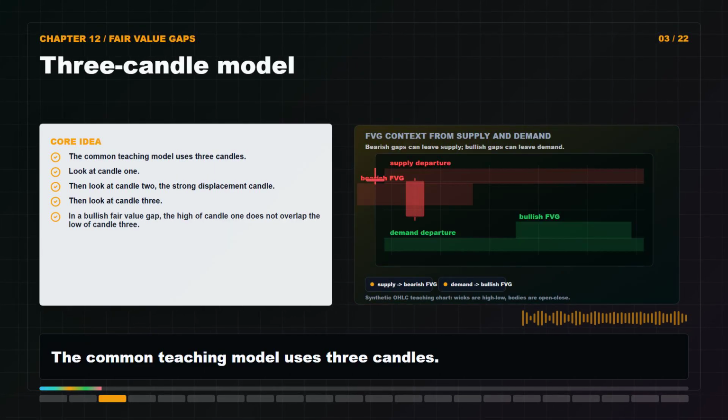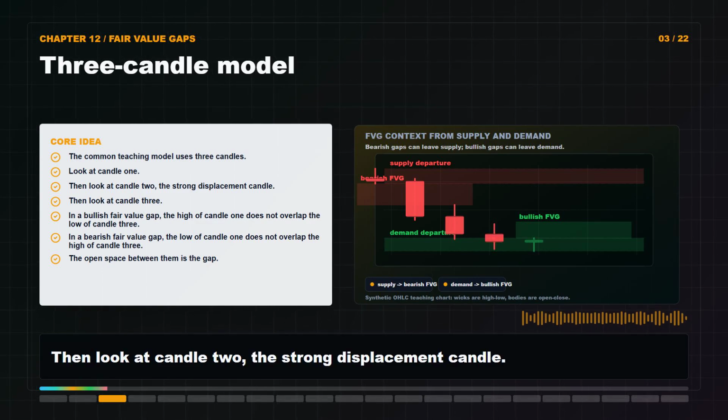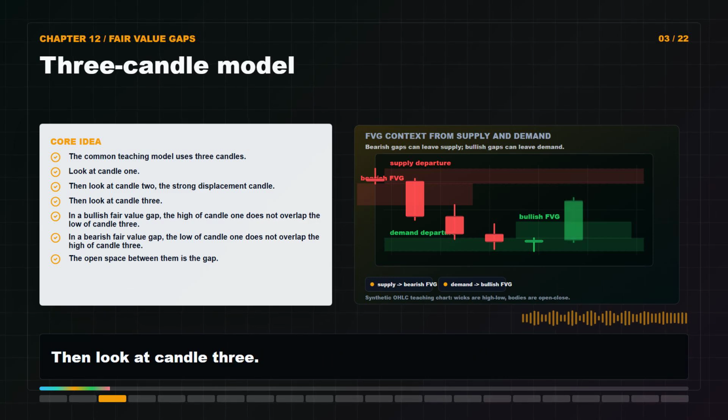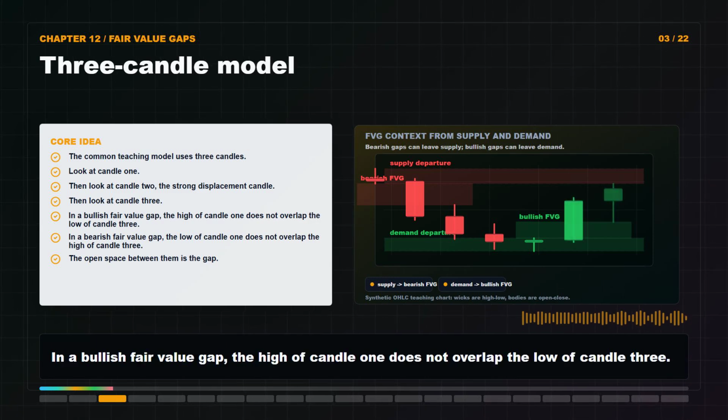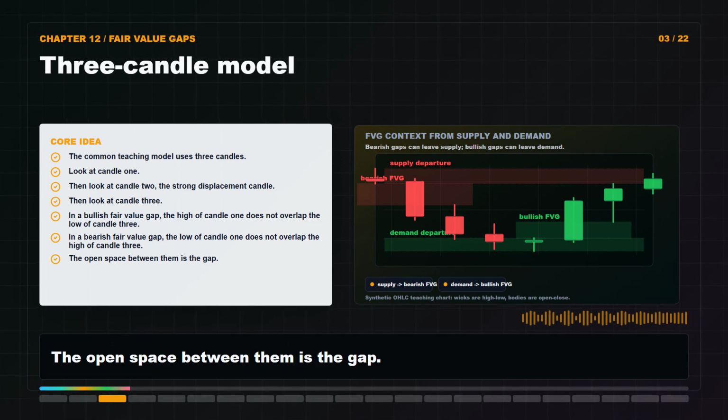The common teaching model uses 3 candles. Look at candle 1, then look at candle 2, the strong displacement candle, then look at candle 3. In a bullish fair value gap, the high of candle 1 does not overlap the low of candle 3. In a bearish fair value gap, the low of candle 1 does not overlap the high of candle 3. The open space between them is the gap.